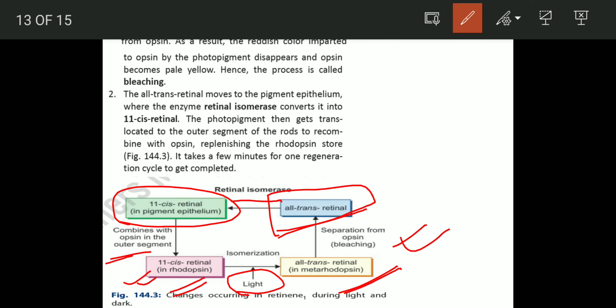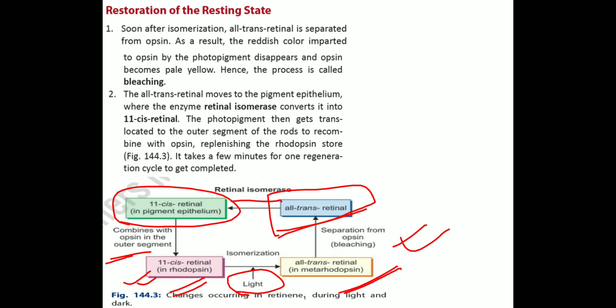Fine. So you need to remember this in your biochemistry also. This flowchart is important in your physiology also. This flowchart is important, the changes which occur during light and dark. So this we have discussed.